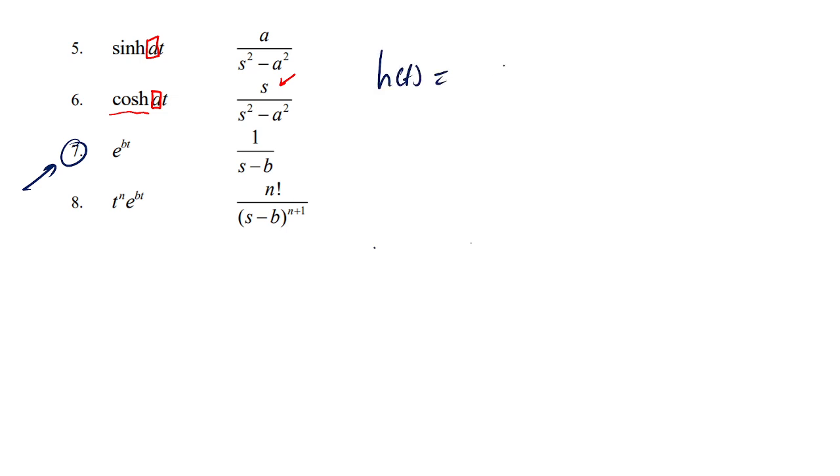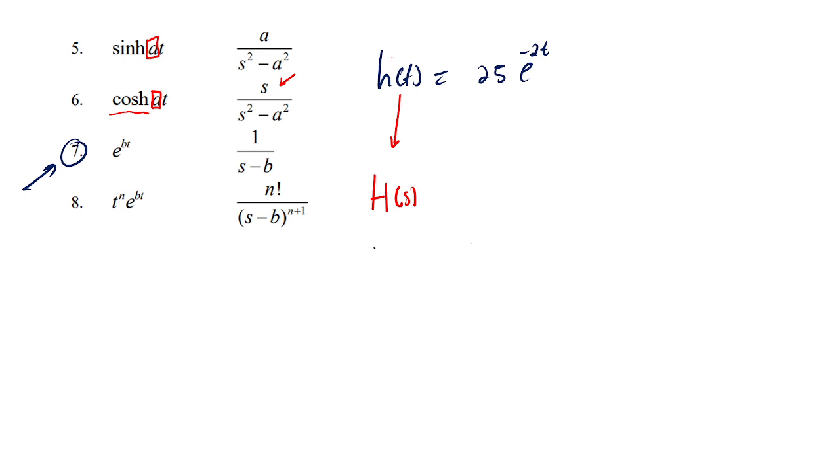h of t, which is equal to 25 e to the exponent negative 2t, ne? And you are required to solve this. You are required to take the Laplace of this. To take the Laplace of this, we know the Laplace of h of t is going to be capital letter H of s.